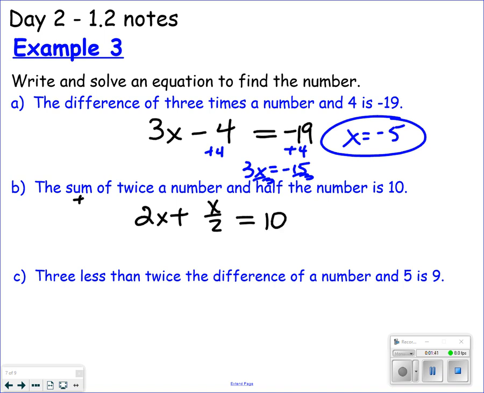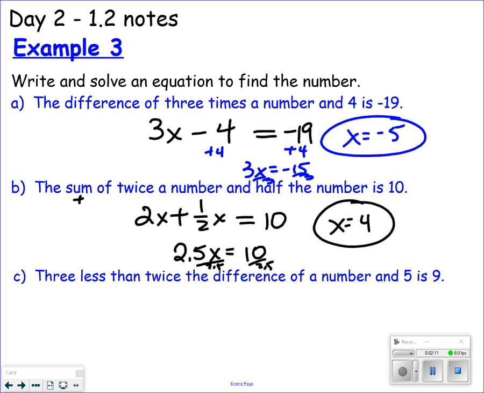Now, some of you are not going to like that x over 2, so I'm going to write that as a half x. Maybe that's a better way. So half the number. Adding like terms, 2x and a half x makes 2.5x. So again, adding like terms that you did previously. Inverse operations, I'm going to divide both sides by 2.5. And again, I don't have a lot of space here, but dividing both sides by 2.5, x would equal 4.